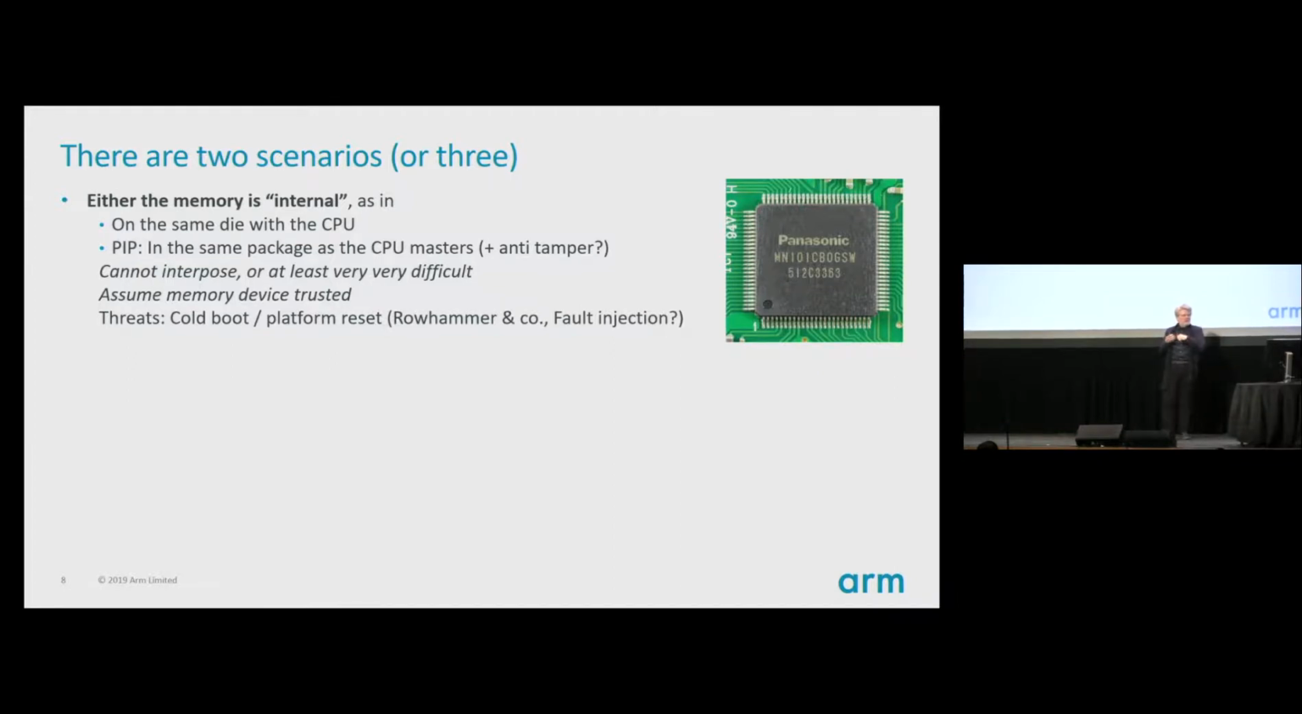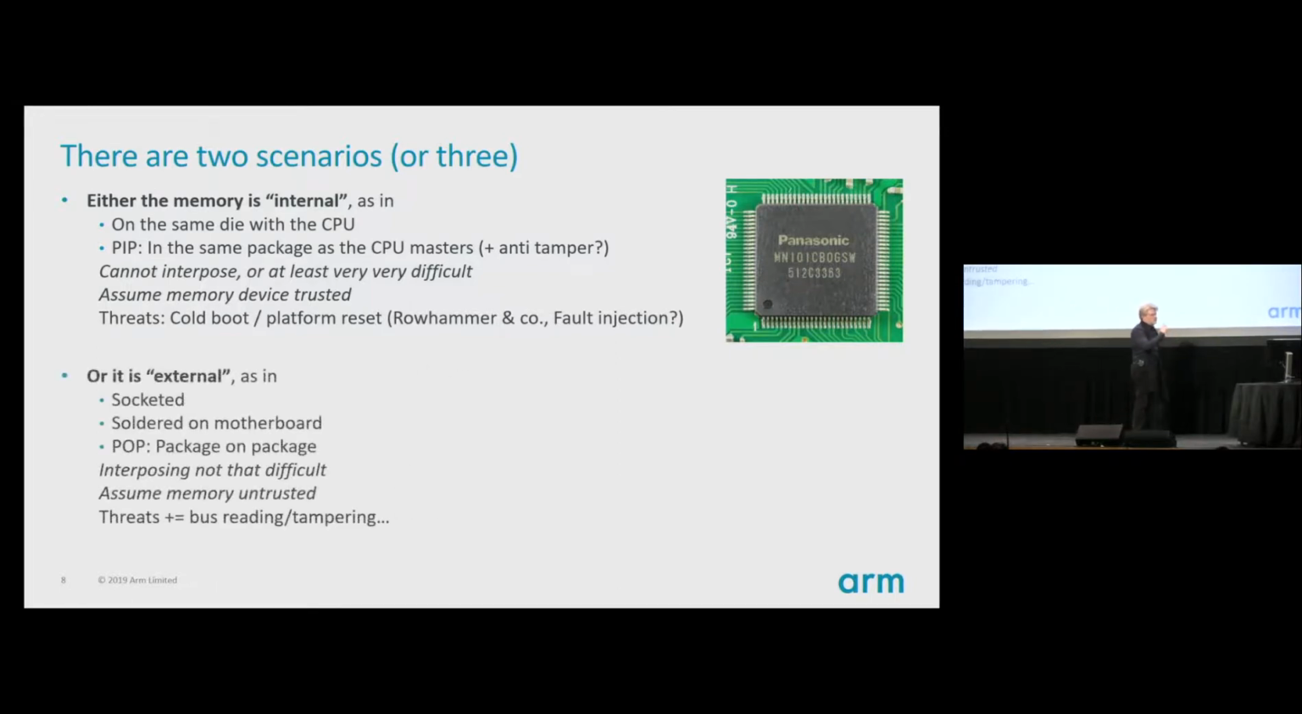In this case, you cannot interpose the memory. You can't put something between the CPU and the memory very easily, at least. So you can assume that the memory device is essentially trusted because it is inside your security perimeter. So the threats are mostly cold boot attacks and platform reset attacks. And as a variant of this scenario, you might want to consider things like row hammer or fault injection as attacks that can be mounted on your device.